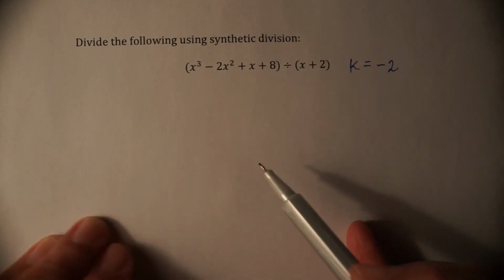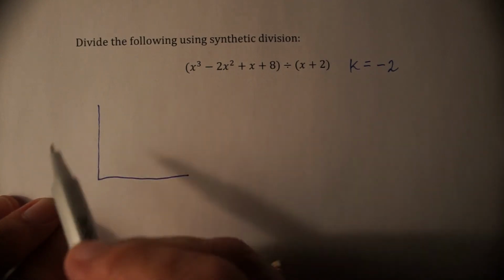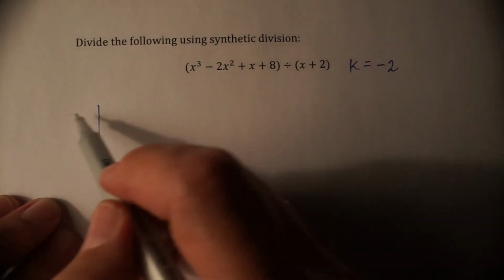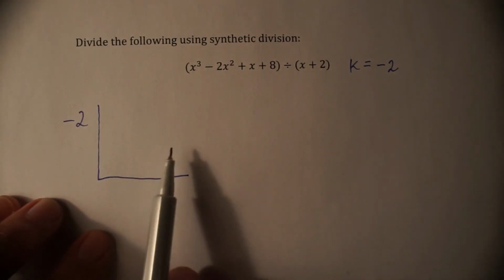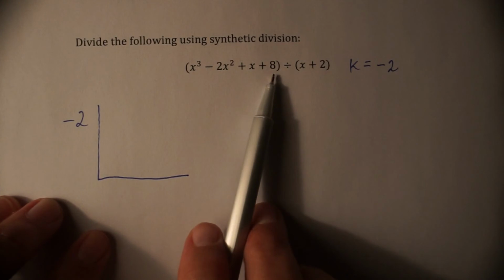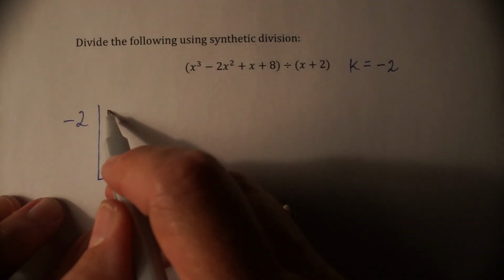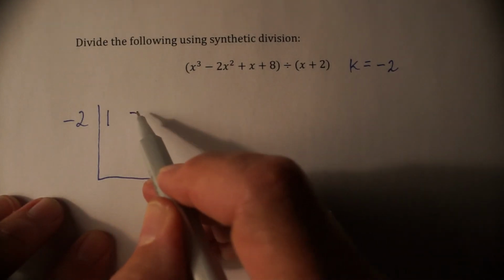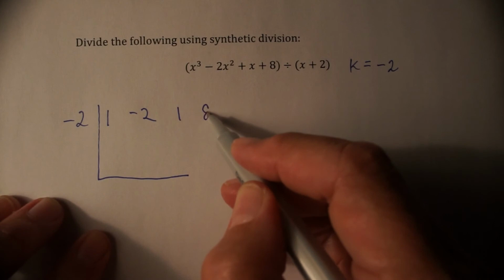Okay, and we're not going to use quite the same symbol. We're going to put a chart like this. And over here we're going to put our k. Our k is negative 2. And in here on the top row, we're going to write the coefficients of our dividend, this big one that we had up here. So in this case, it's going to be 1, negative 2, 1, and 8.